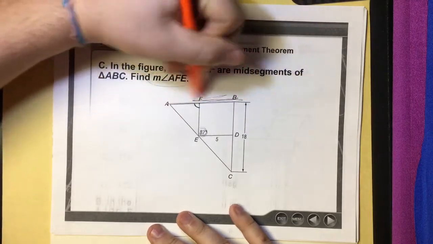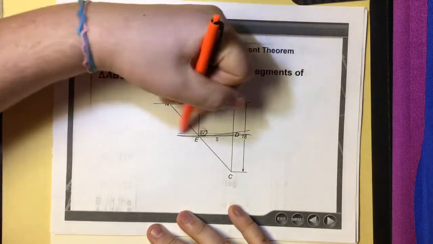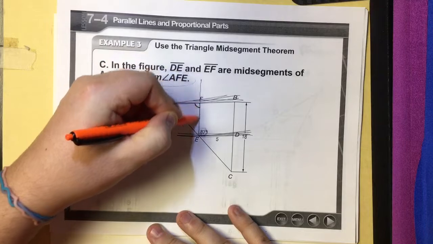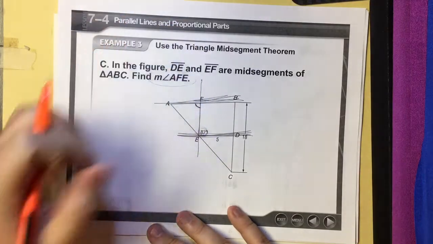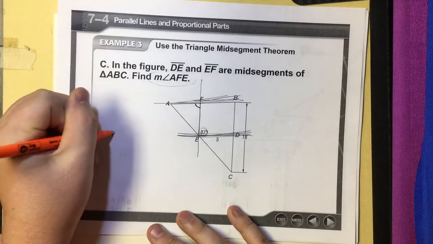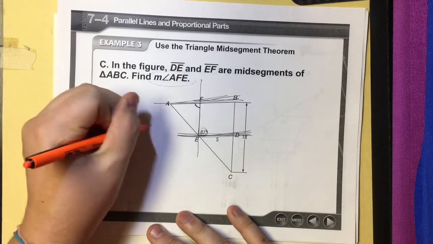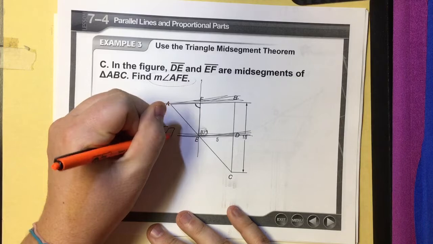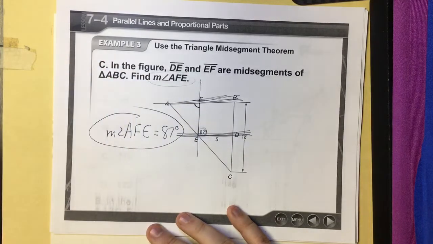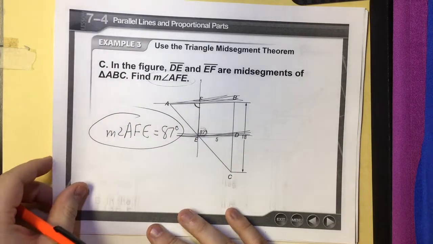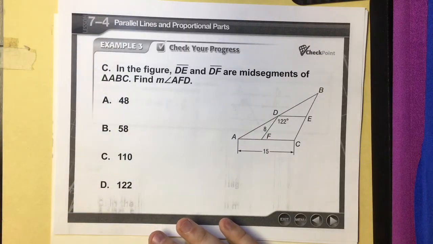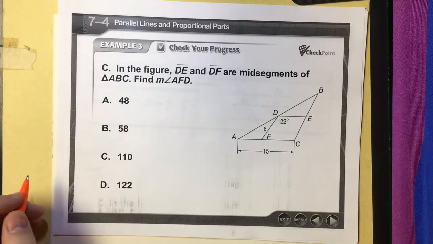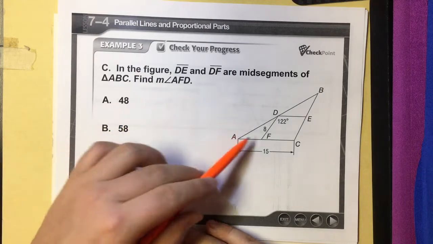We have AB parallel to DE, two parallel lines cut by a transversal. Those are alternate interior angles. So the measure of angle AFE, alternate interior angles, are congruent and therefore have the same measure. So it's also 87 degrees because two parallel lines cut by a transversal, alternate interior angles are congruent.